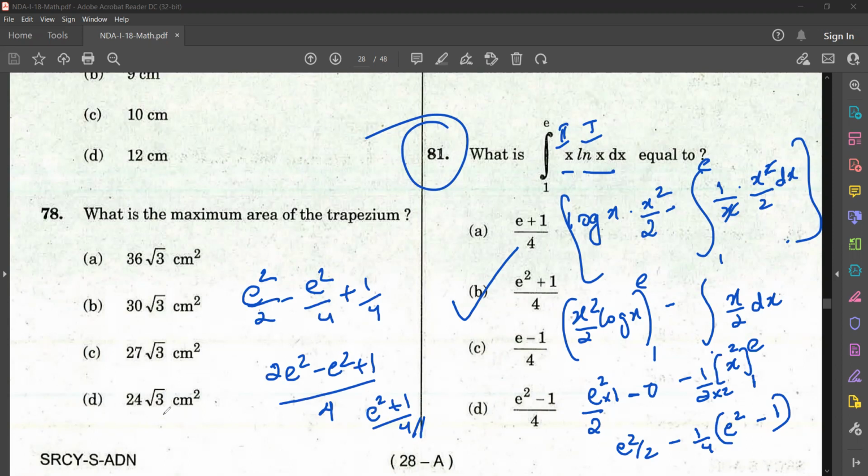Just direct application of integration by parts. Nothing else is there. Very easy. Go through this.